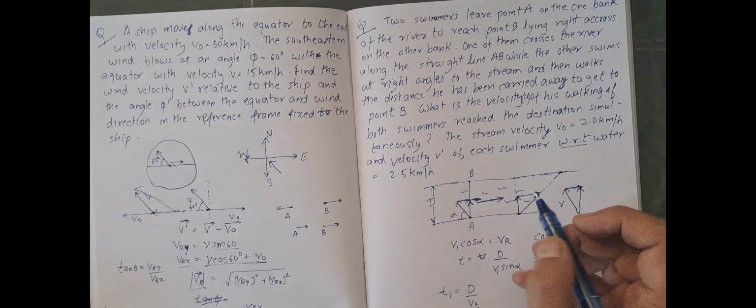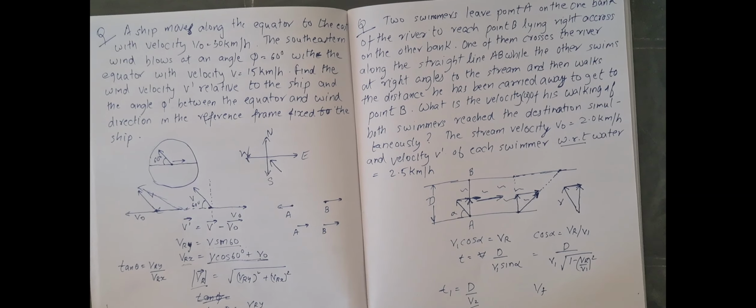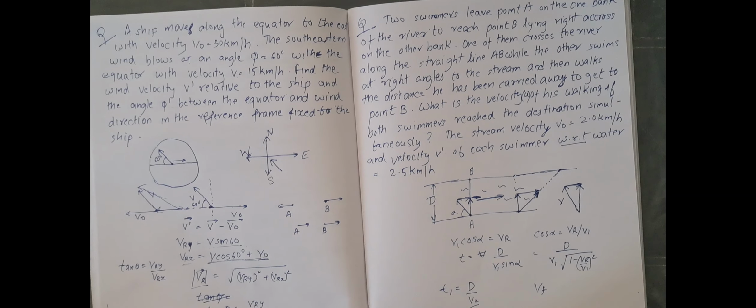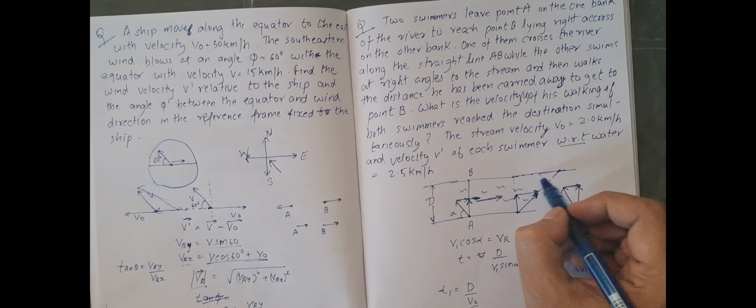If we consider the time taken for the swimmer to walk from here to here, let us suppose that the speed at which the swimmer walks, which is what we have to find out, is Vf. I'm just taking it like that because Vf is the velocity that we want to find. Suppose this distance is dr. This is generally known as the drift.